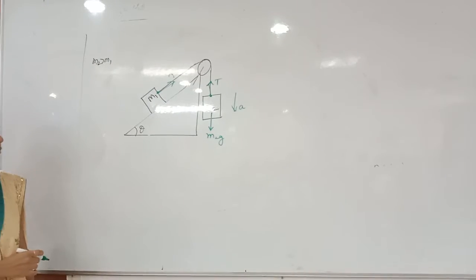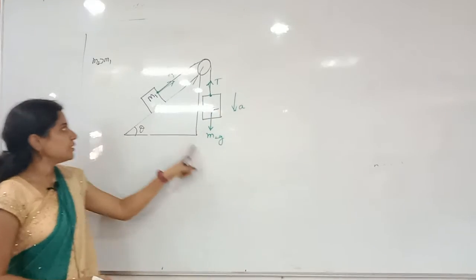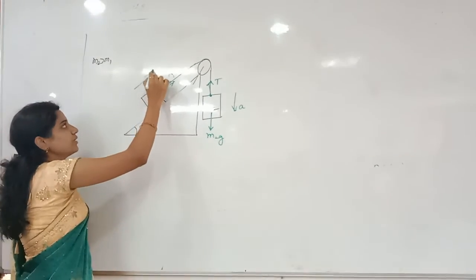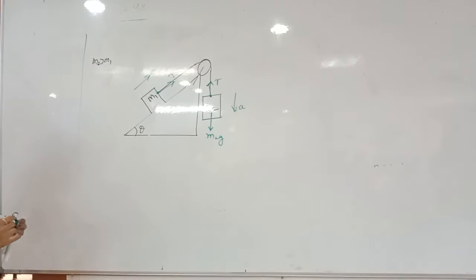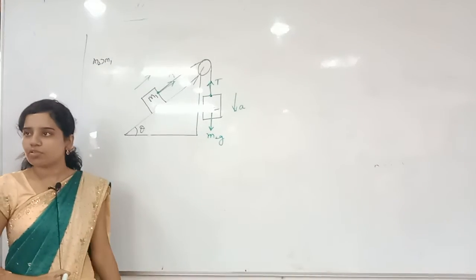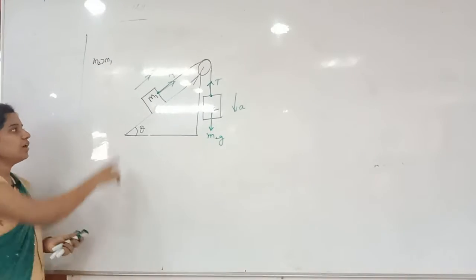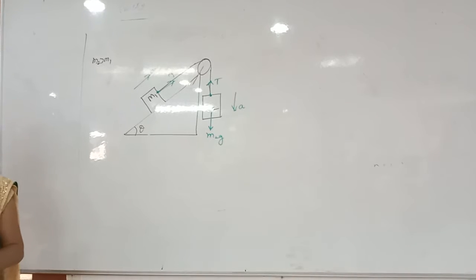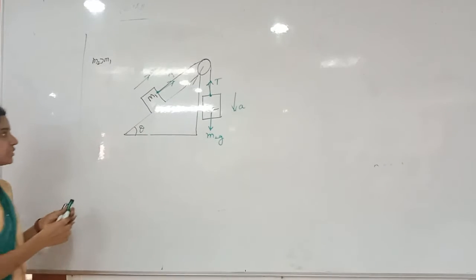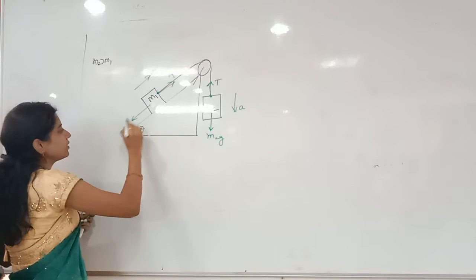Clear? Now this one is coming down, which means obviously this one is going up in this direction with acceleration a. And also along the inclination, what will act for m1? For this one, gravity is acting vertically downwards, right? For this one, along the inclination, what will act? m1g sin theta. m1g sin theta down the inclined plane it will act always.